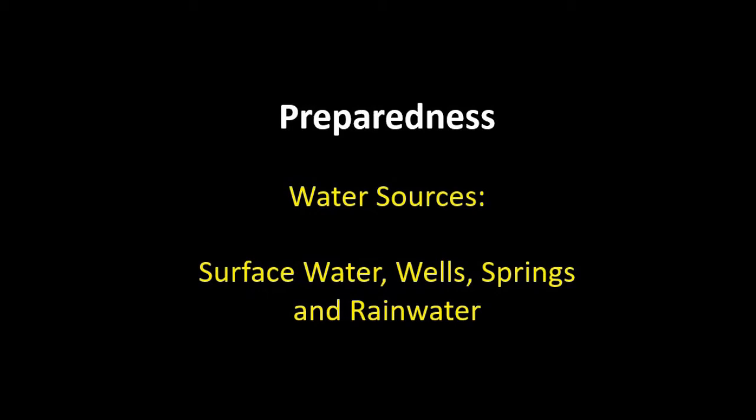In this presentation, we will be taking a look at different kinds of water sources for country property. These can include surface water, such as creeks and lakes and ponds, and we'll also look at wells where the water is underground. We'll take a look at springs where the water is underground but coming out of the ground, and we will look at rainwater where the water is coming out of the sky.